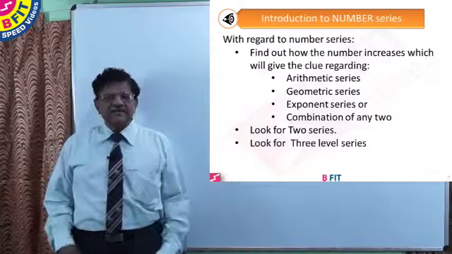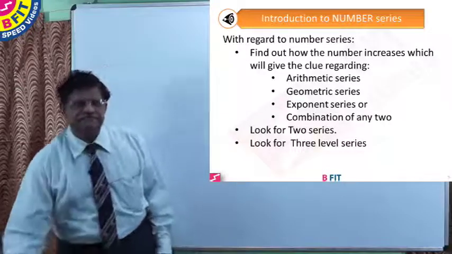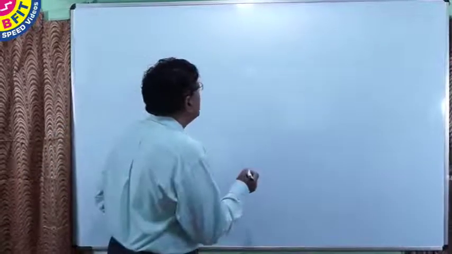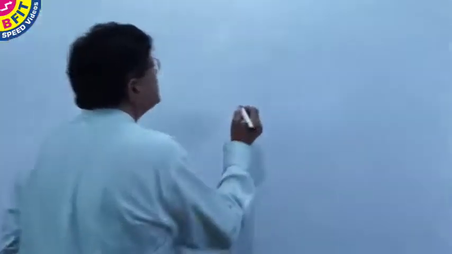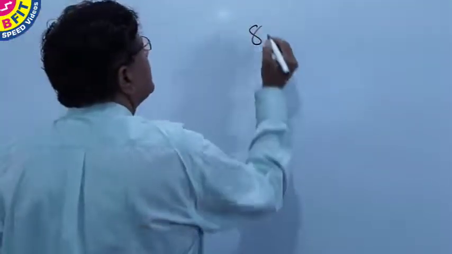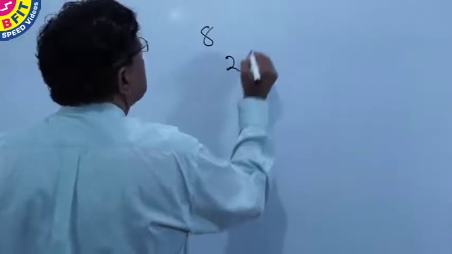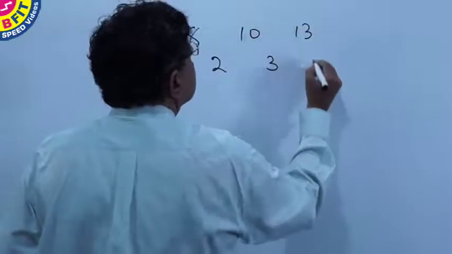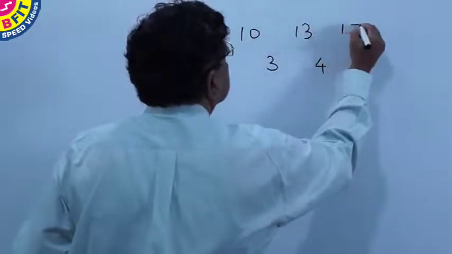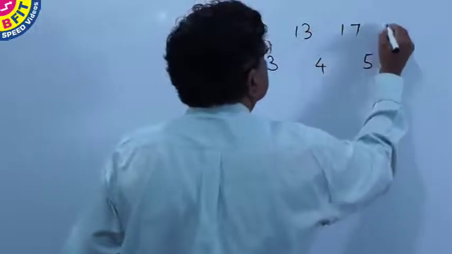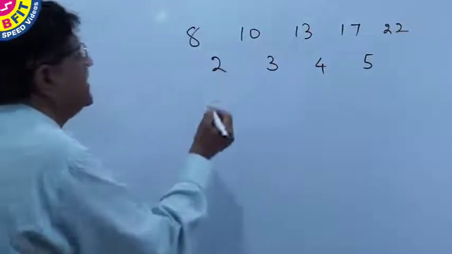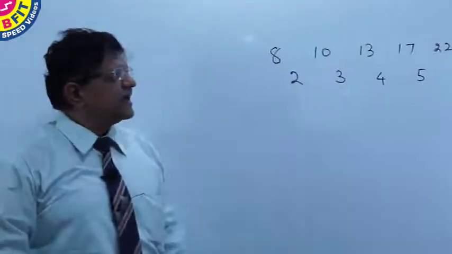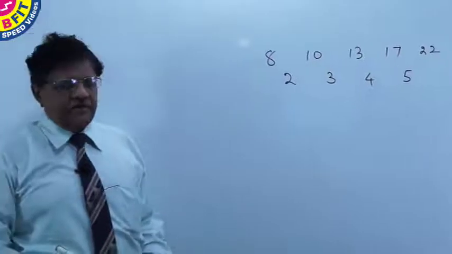With regard to number series, I want to show you something. Number series may be based on some logic. Here we are just adding 2, 3, 4, 5, etc. This is the logic. Similarly, so many other number series will come.